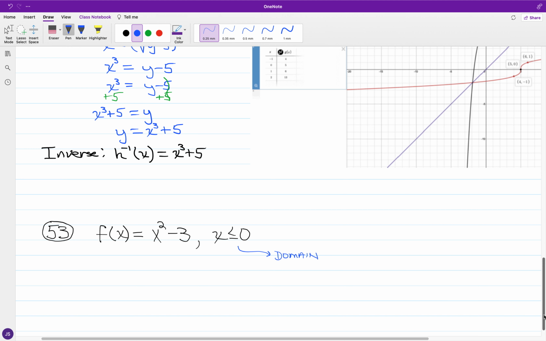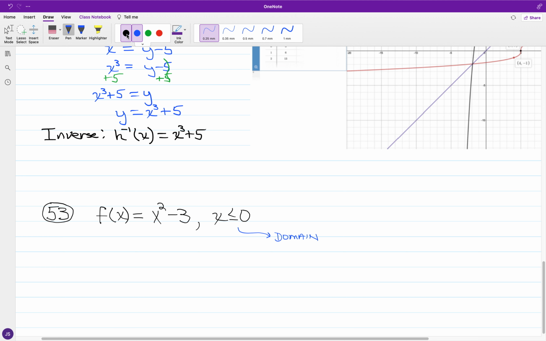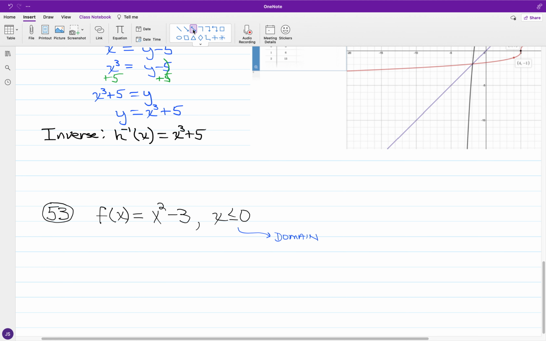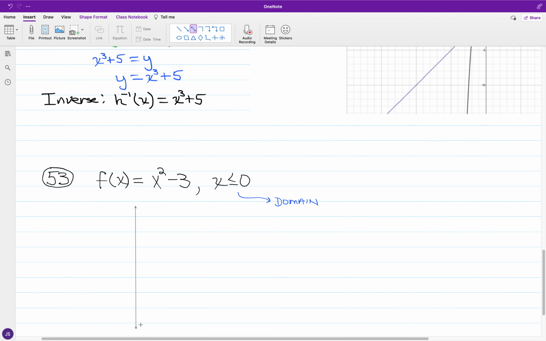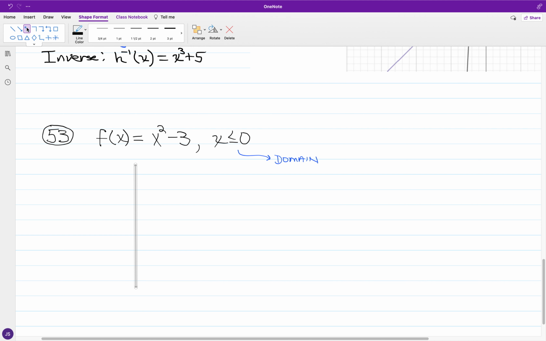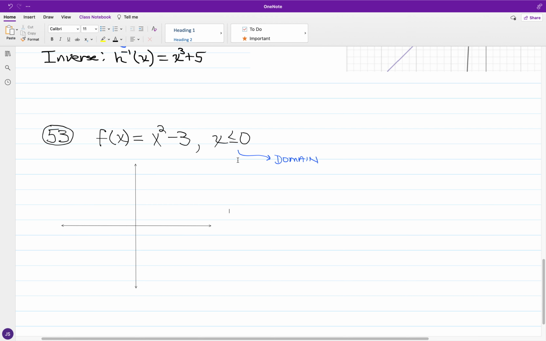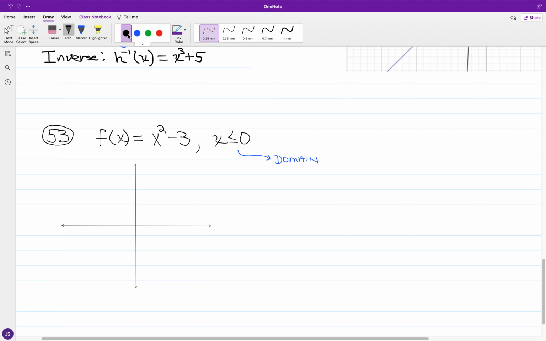Now looking at what we have, just looking at a bit of a quick sketch of what we have for f of x is equal to x squared minus 3, where we have the values of x limited to those less than or equal to 0. So anything to the right of the y-axis will not exist.